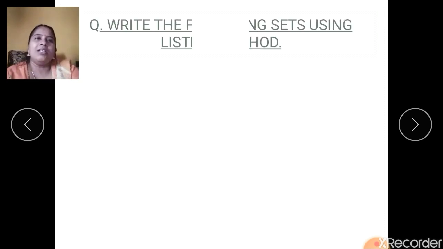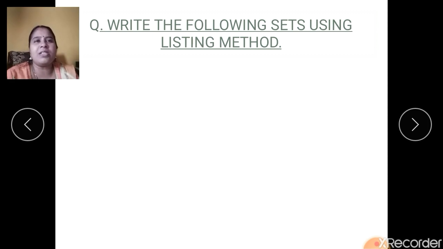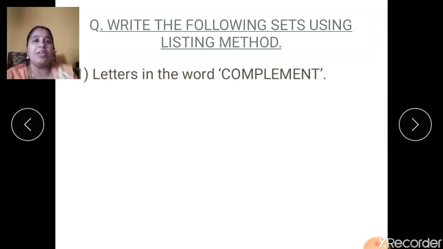So start with question number 3. These are very simple sums, and that too hardly 2-3 sums are there in each question. Read this: write the following sets using listing method. Now I really want you to write all this and keep it with you, so that when we come back we don't have to repeat all these things again. Maintain a book, write all this. I am doing nearly all the sums of the exercise here, so please make a note of all this. The first question is letters in the word complement.